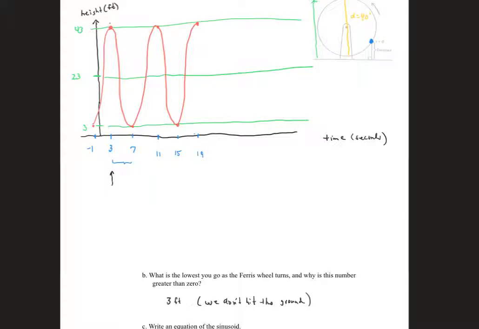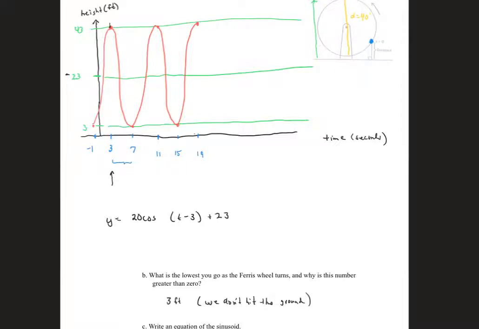So at 3, since we're at a high point, that's going to be a positive cosine. And it's going to be a t minus 3, because that's our translation. We can see that our amplitude is going to be 20. And we said it was a positive cosine. We can see that it's been translated up 23 because of the midline.